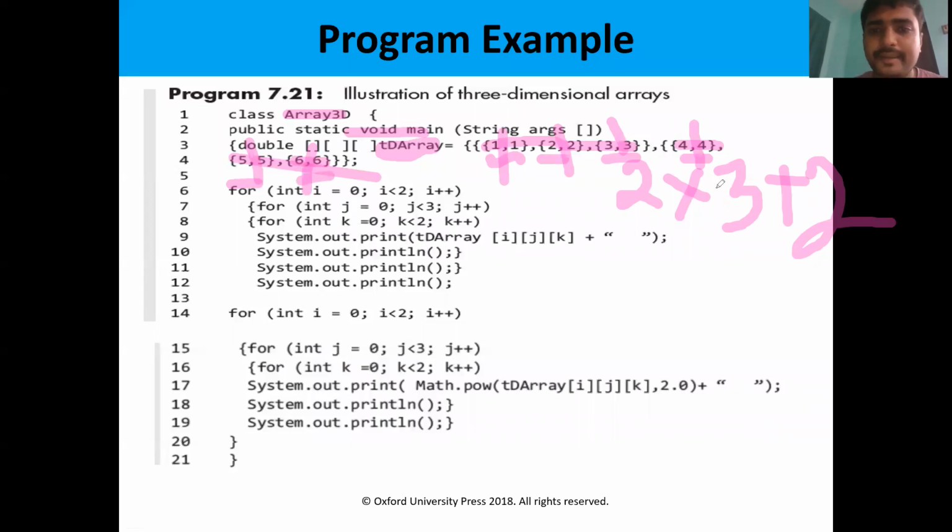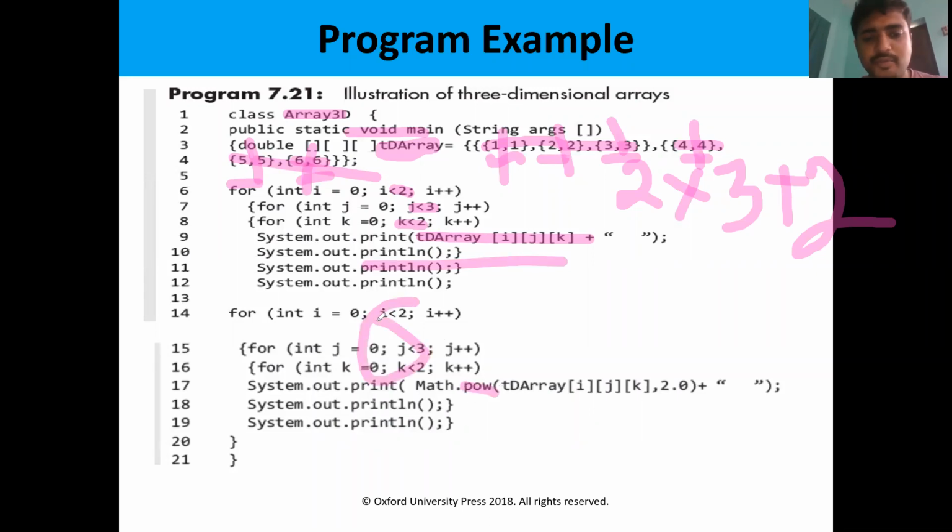So the matrix size is 2 by 3 by 2. So we need 3 for loops, i less than 2, j less than 3, k less than 2. For each dimension, we need 1 for loop. So he's displaying the array. He has initialized the array. He's displaying the array. Next, he is going to perform some operation, power operation.